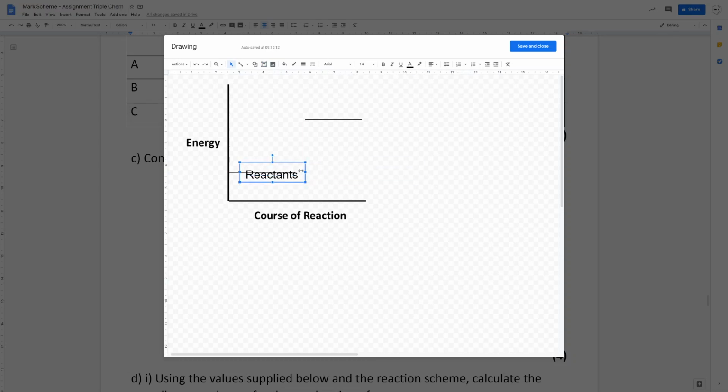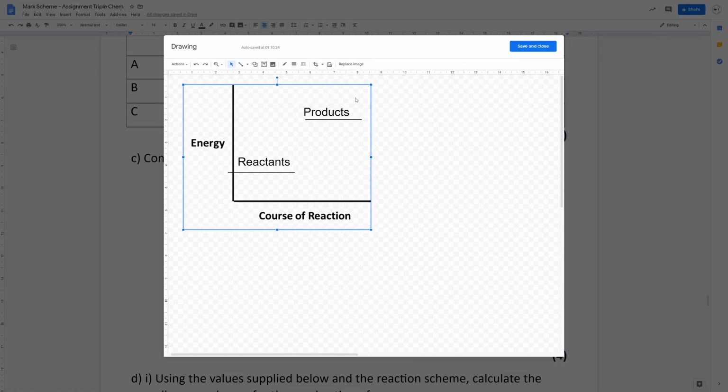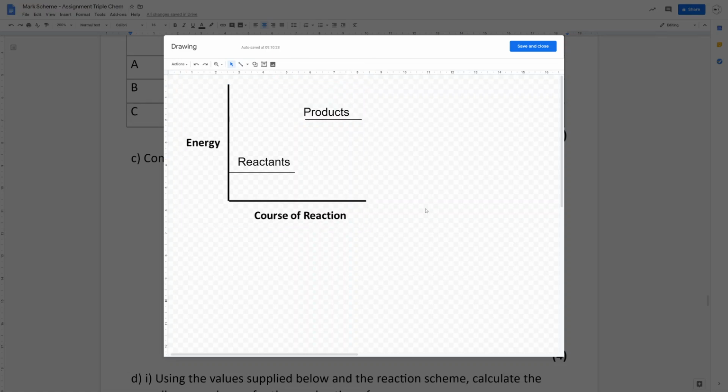Okay, there we go, and copy and paste that. There we go. Take that over there. That's going to be my products over here. Okay, products. There we go. Okay, right, so it's absorbed energy, so we need to show that. So the way I'm going to show that it's absorbed energy is using an arrow, and that arrow always goes from reactants to products. Okay, it needs to be pretty much exact. So that's my energy transfer.